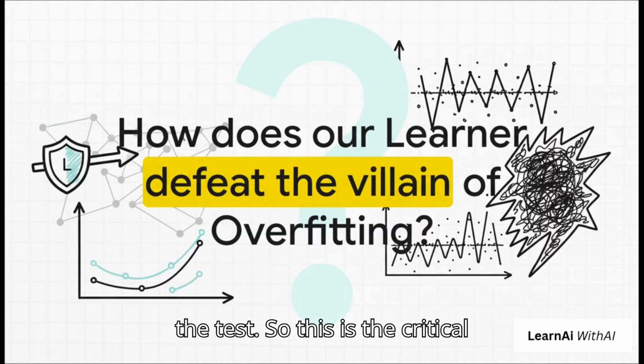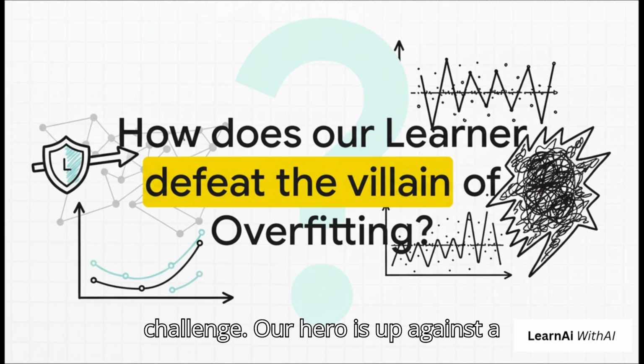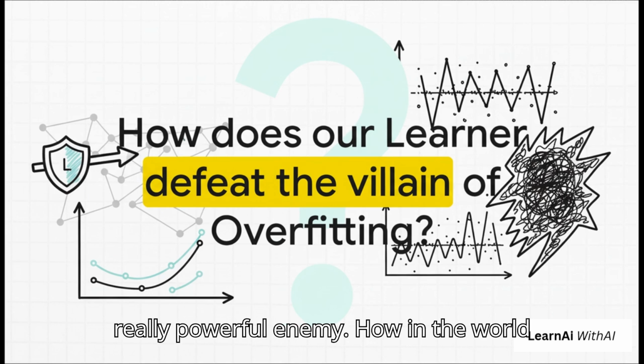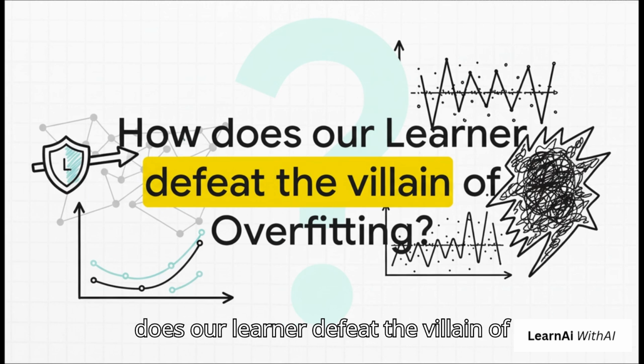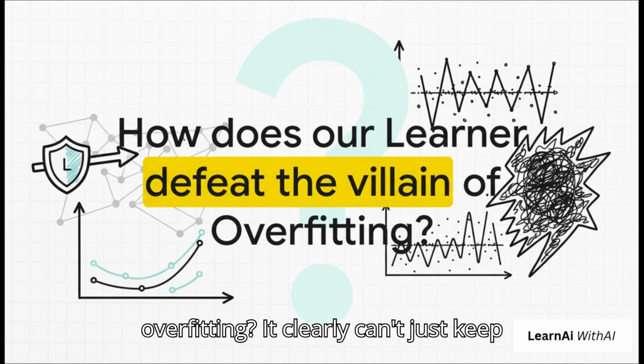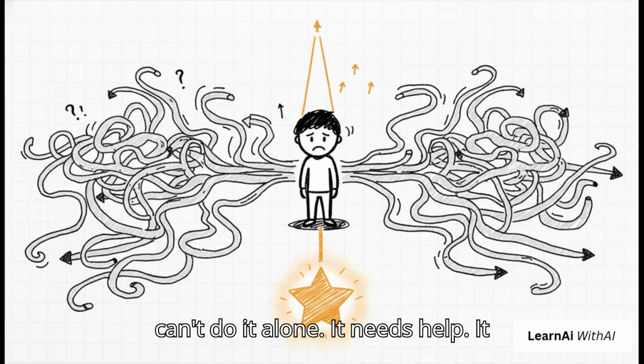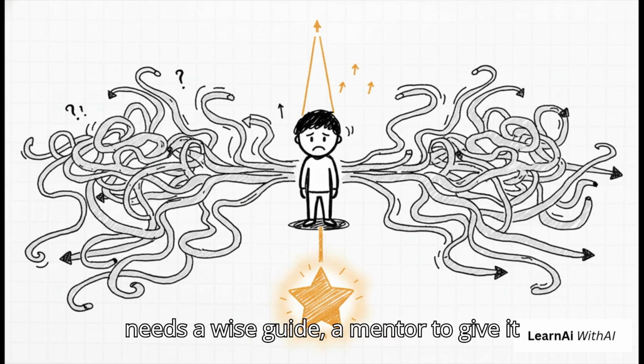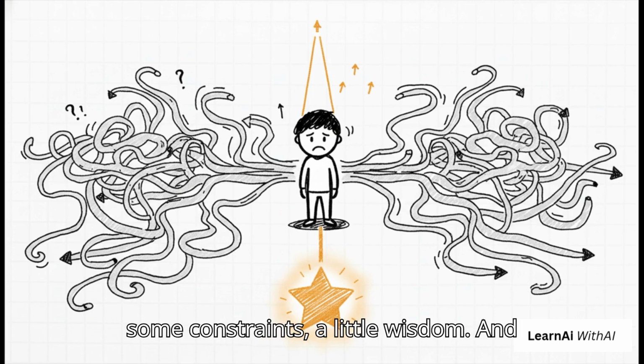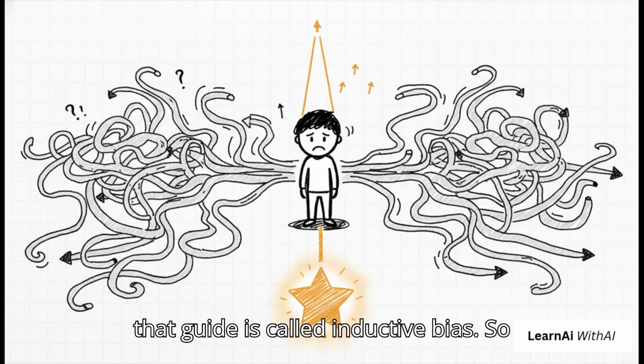So, this is the critical challenge. Our hero is up against a really powerful enemy. How in the world does our learner defeat the villain of overfitting? It clearly can't just keep trying to perfectly explain the past. It can't do it alone. It needs help. It needs a wise guide, a mentor, to give it some constraints, a little wisdom. And that guide is called inductive bias.